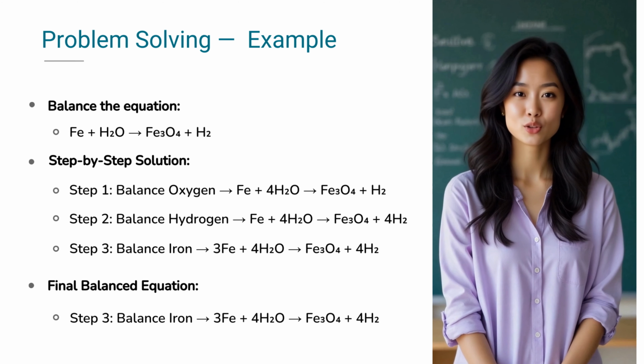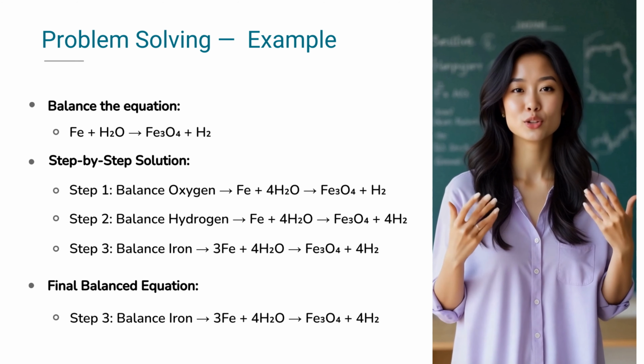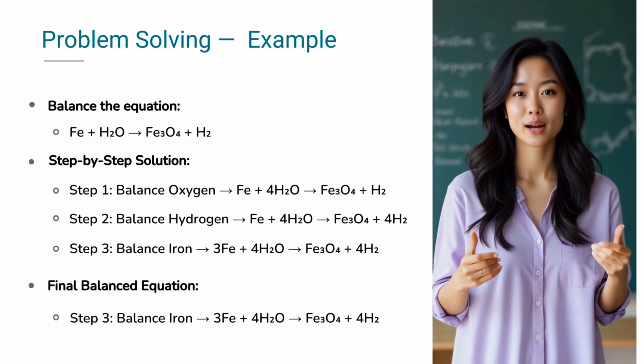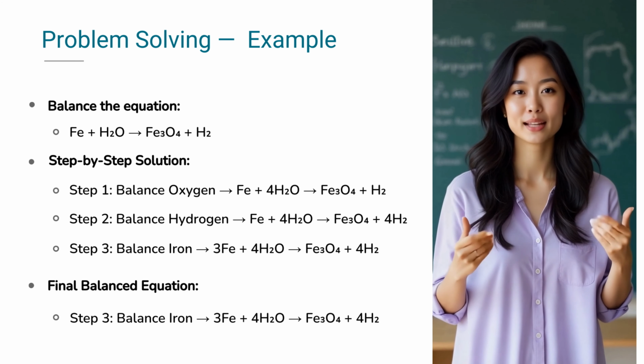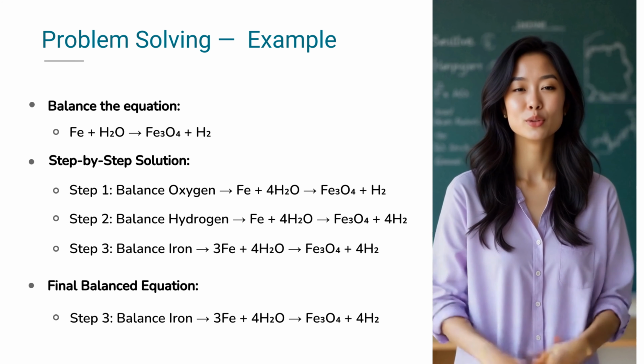All right, it's your turn to apply what we've learned. Let's balance a chemical equation together. Here's the unbalanced reaction. Fe plus H2O gives Fe3O4 plus H2. Let's go step by step. Step 1. Balance the oxygen atoms.